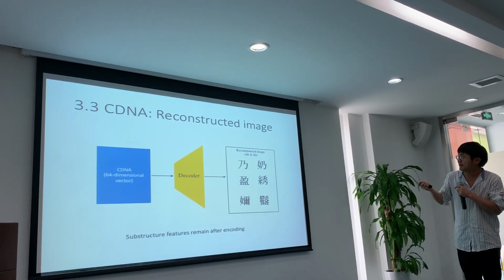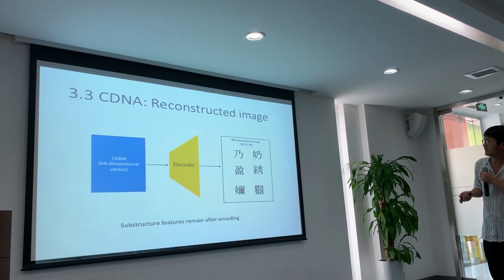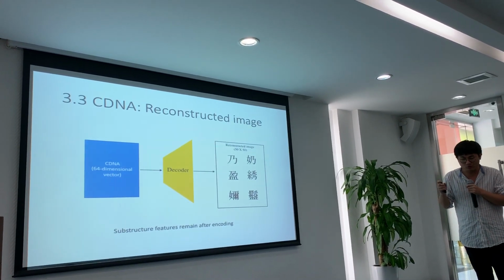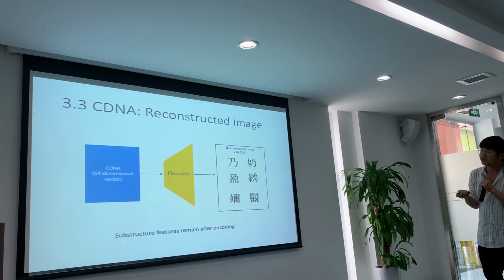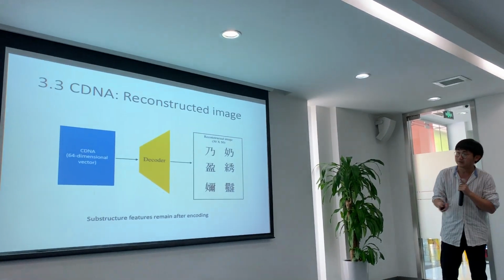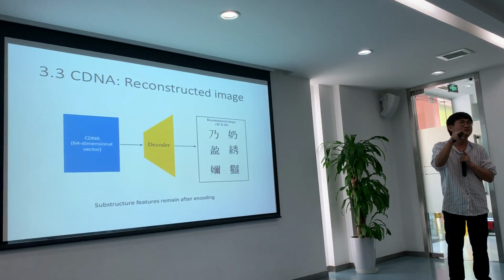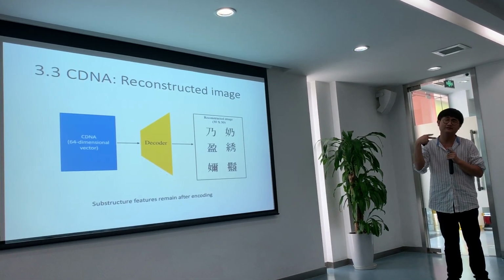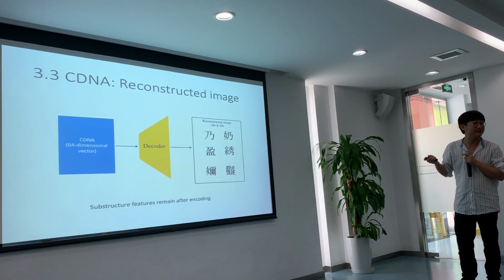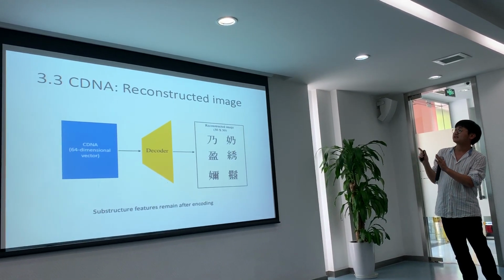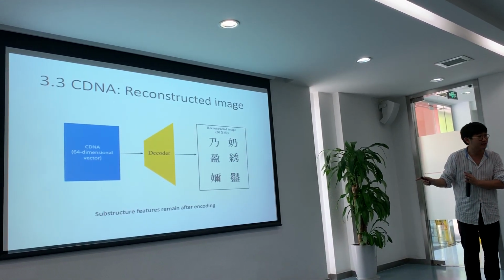Here are some examples of reconstructed images. We reduce the size of the character's description down to 64-dimensional vectors, while the original ones are 50 by 50, which is 2,500 numbers. You can see in this reconstructed image that the overall substructure features are retained.